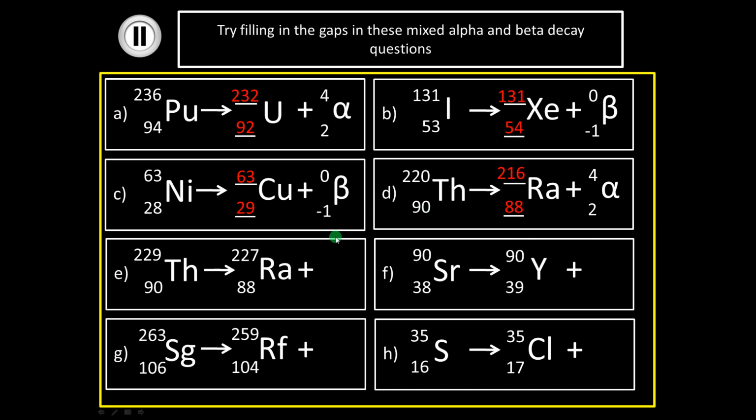Okay, so now we're doing it backwards for these last 4. We have to look at what's happened. Well, we've made a mistake because that's not right, is it? That should be 225. Sorry. And that would be alpha decay if I'd got that correct. This one here, beta decay, because we have a mass number change of 0 and the proton number goes up by 1. And down the bottom here, part G, alpha decay, and part H, beta. So there you go.